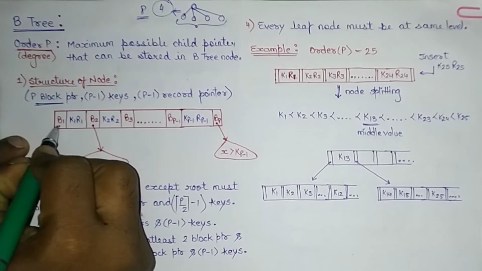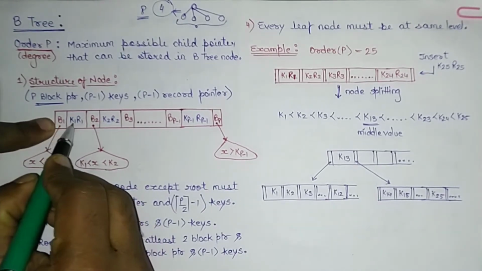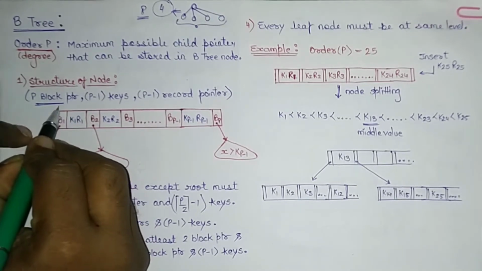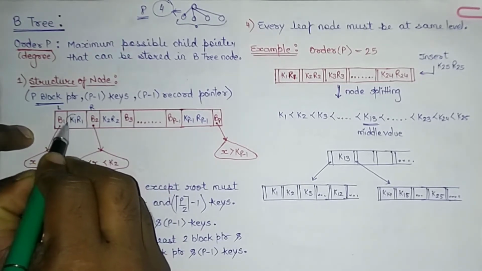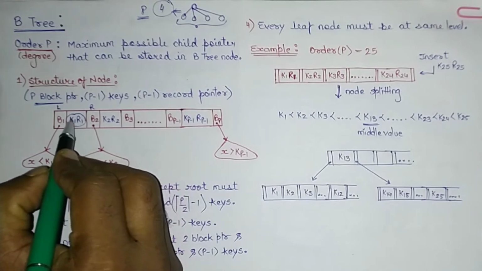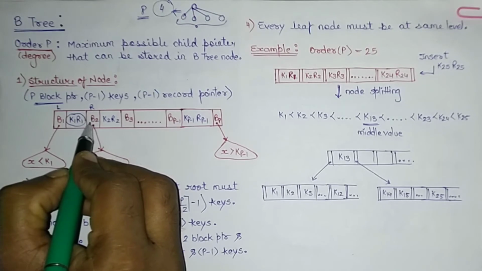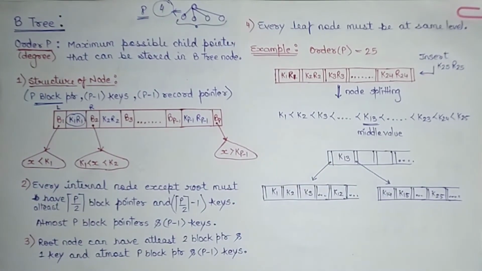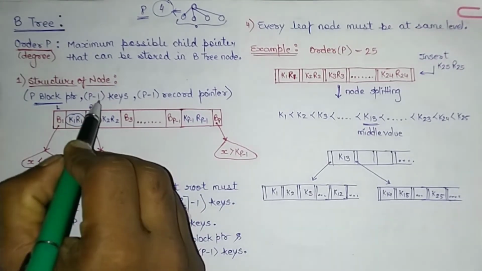We will be starting with the block pointer. There will be a block pointer at each side of a key, that means at the left hand side and at the right hand side. So this is the left hand side and this is the right hand side for this particular key. With respect to every key, we'll be having a block pointer in the left hand side and a block pointer in the right hand side. This will be the case for all the keys present in a particular node. So in a particular node we can store multiple keys. How many keys? P minus 1 keys.